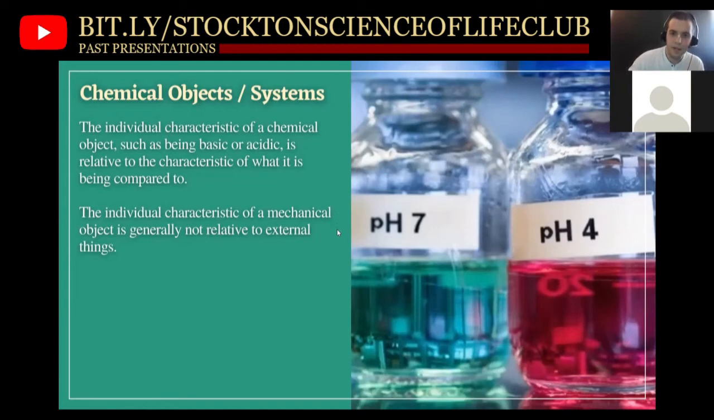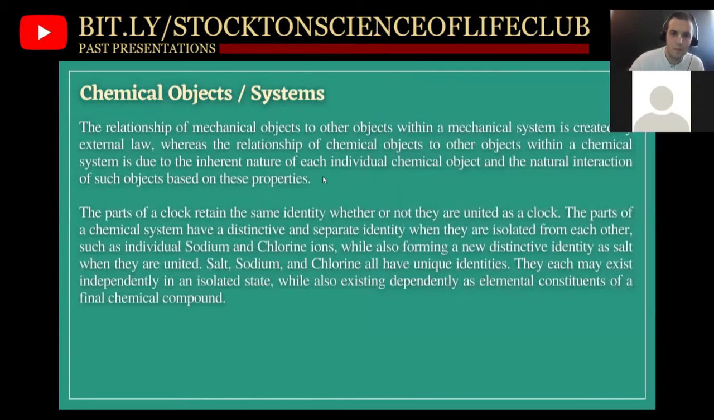Because of course we can say you take a gear and you put it in fire and it melts, but that's not a normal circumstance. That's an extreme circumstance. So the relationship of mechanical objects to other objects within a mechanical system is created by external law, whereas the relationship of chemical objects to other objects within a chemical system is due to the inherent nature of each individual chemical object and the natural interaction of such objects based on these properties.